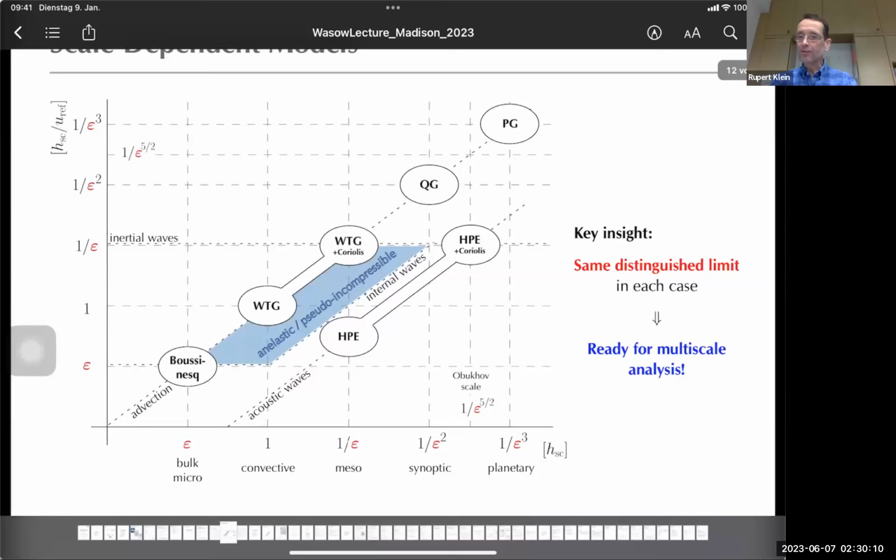This is a piece of mathematics. I'm structuring the landscape. And I highlight that there's an internal consistency between all these models, which one can now systematically harvest for making progress on multi-scale stuff. So this is what I wanted to get across. Thanks for the question.